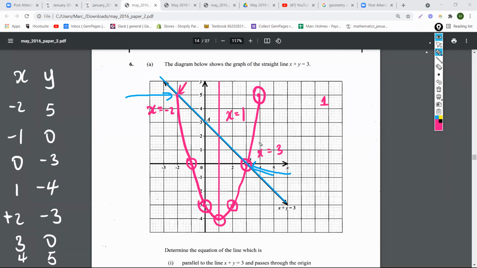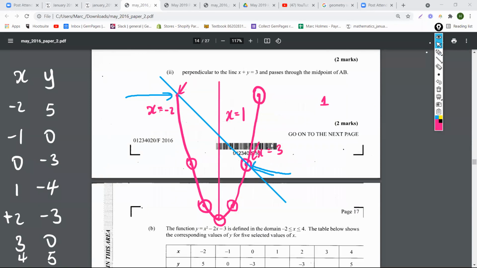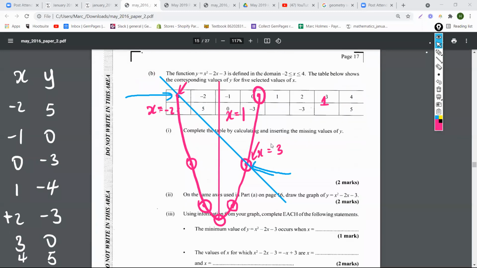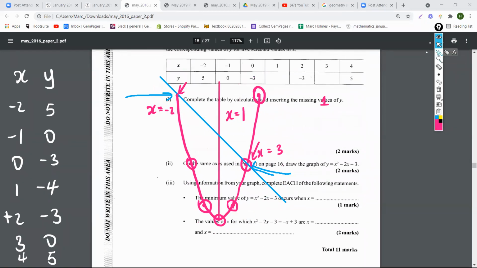Here and here. So what are the x values where the line cuts through it? When x is equal to minus 2 and x is equal to 3.